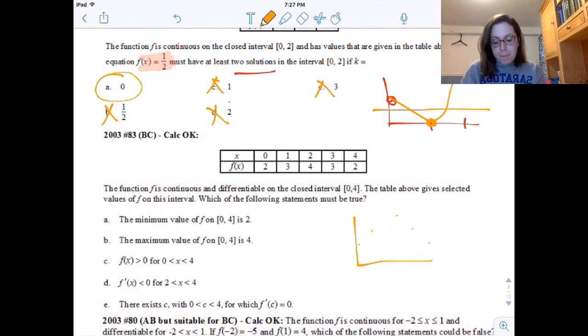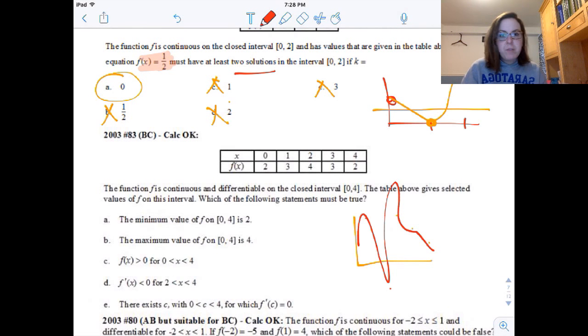But here's what I don't know. I don't know if it jumps way up to here or way down to there. It could do crazy stuff in here. I really don't know. All you know are those values. So be very careful what you assume. Is the minimum value 2? Well, in the table it looks like it is, but I don't know what it does. So it's not A. Same argument for B.